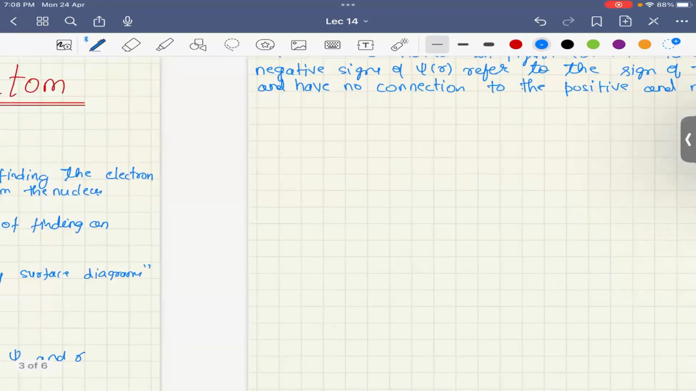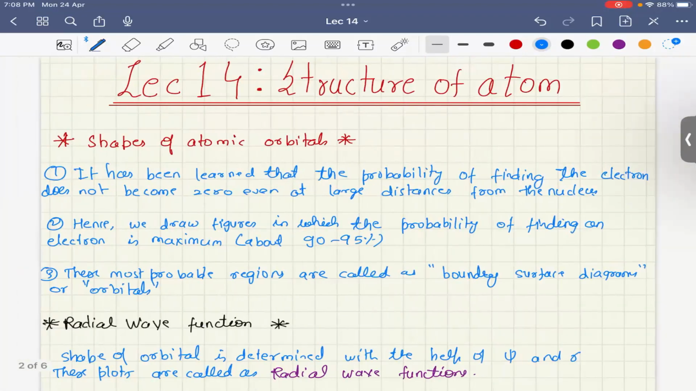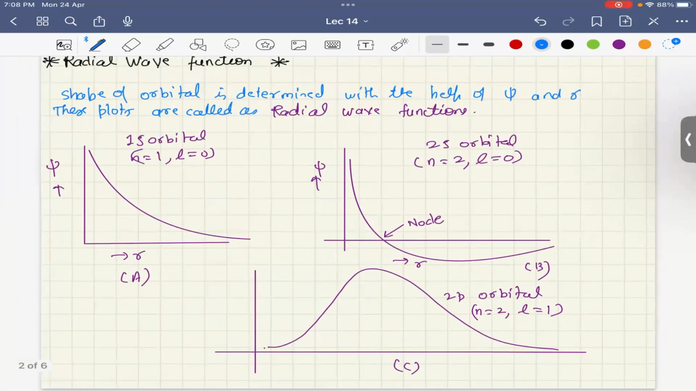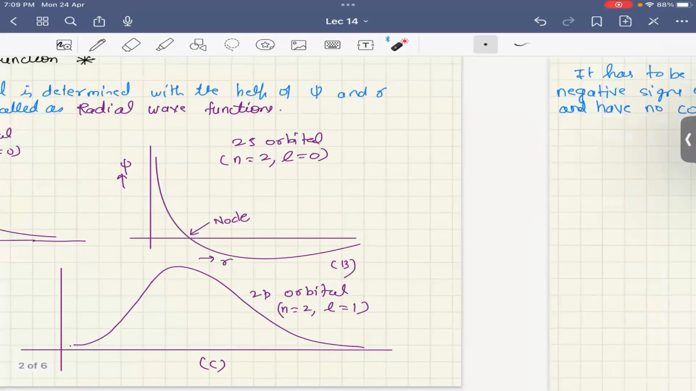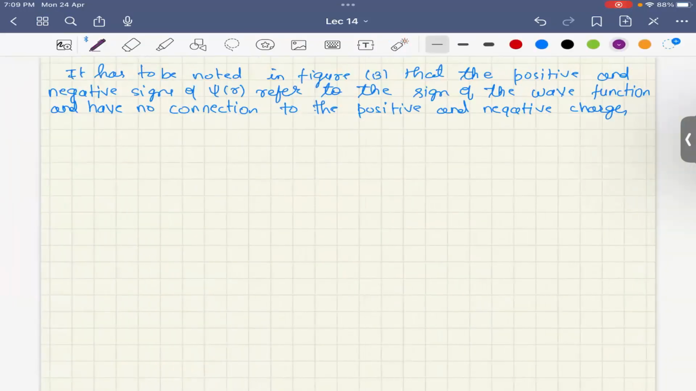As we have seen for this 2s orbital, at a point the wave function becomes zero, right? Here the wave function tends to zero. The point at which the radial wave function becomes zero is called a radial node surface or simply a node, right? This point also has to be written.